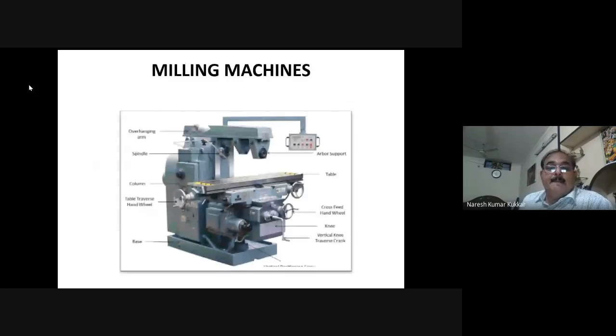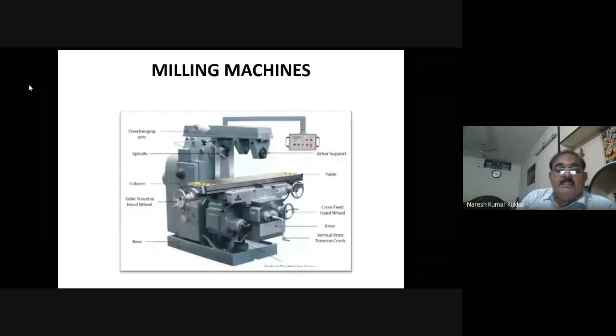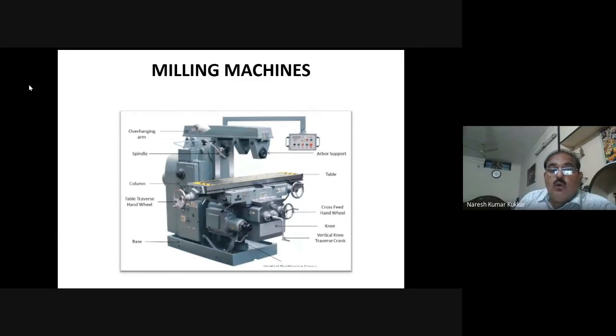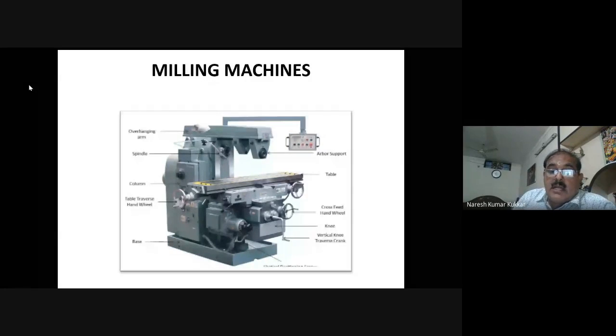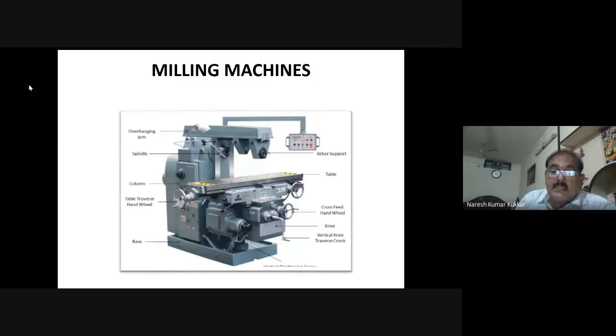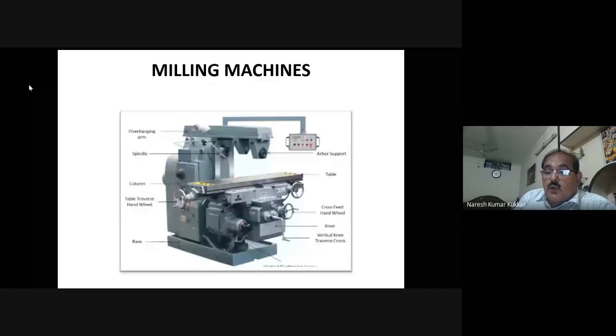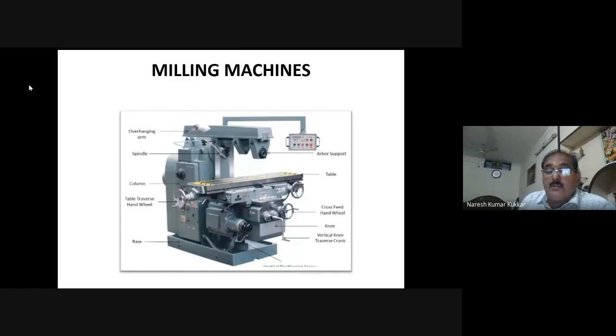Now comes the milling machine. Now this is the form of a milling machine. A milling machine has one overhanging arm, and there is one table on which the workpiece is situated. Then cross feed, hand wheel, one knee, vertical knee, transverse crank, and along the lower side there is one stronger base on which the milling machine is situated. Then column and spindle, on which you have to put the basic tool.